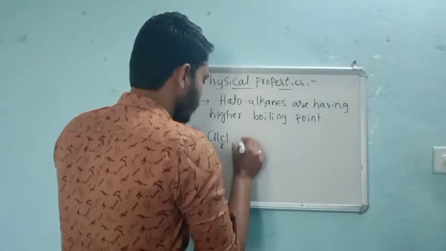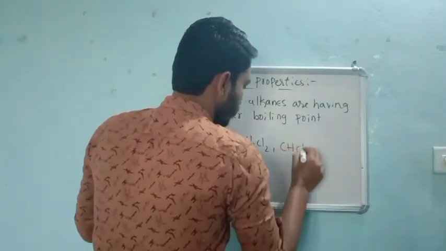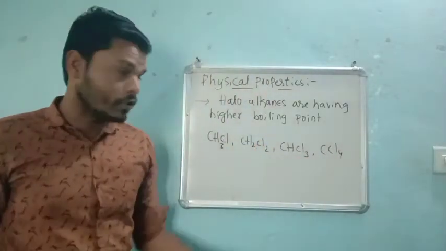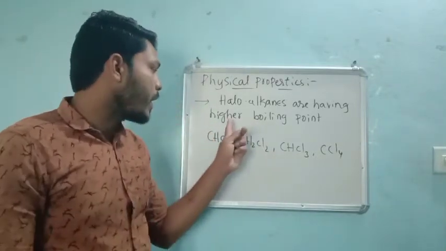CH3Cl, CH2Cl2, CHCl3, CCl4. So the question will be like this. So that's why we will get confused. So how to identify?